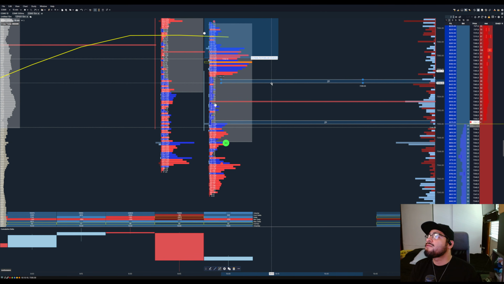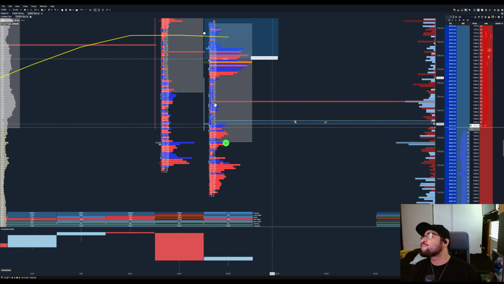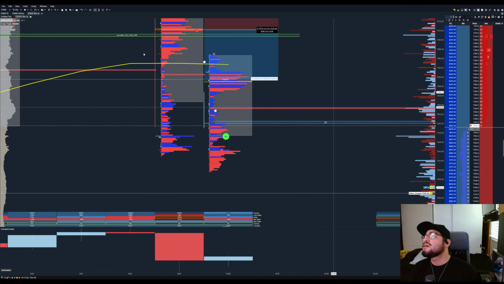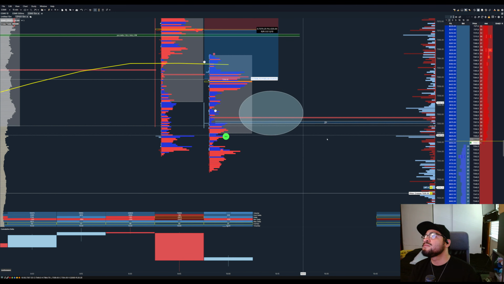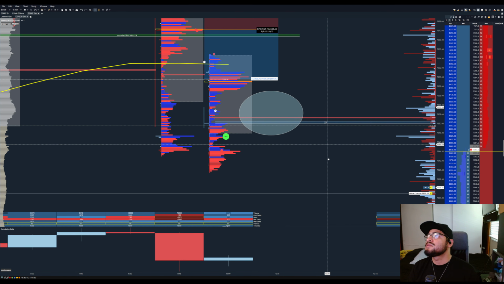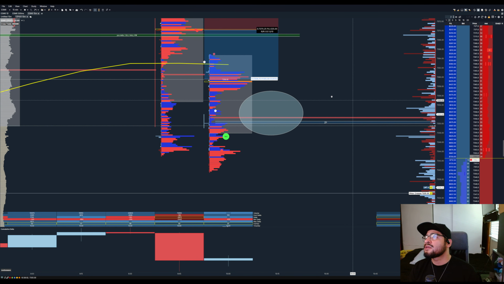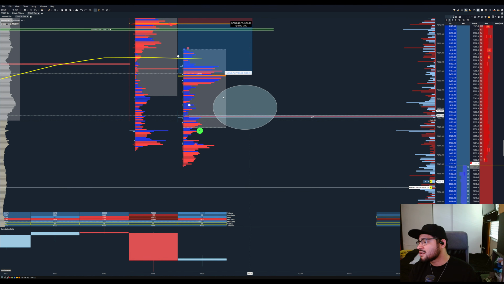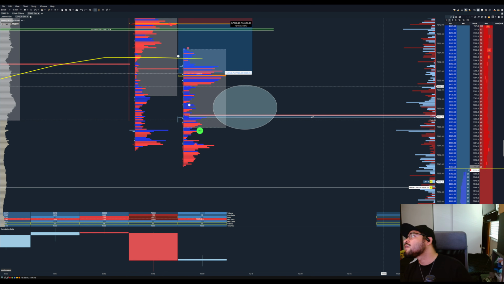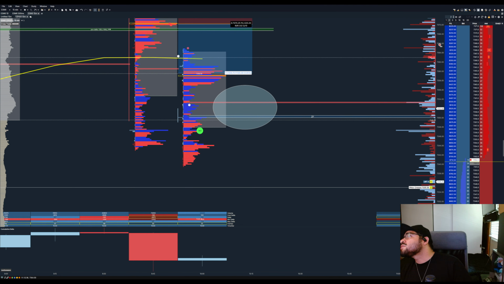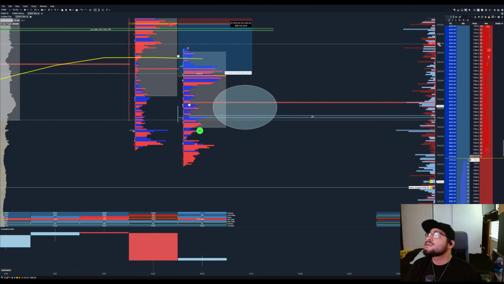Okay, so we tap the first single print here. I can delete that. And then 50 is the other area where we have single prints. And on this candle here, we have this section with not a whole lot of volume. So we'll see if we can create some volume there. It's still below 75, which is where I have my stop loss.